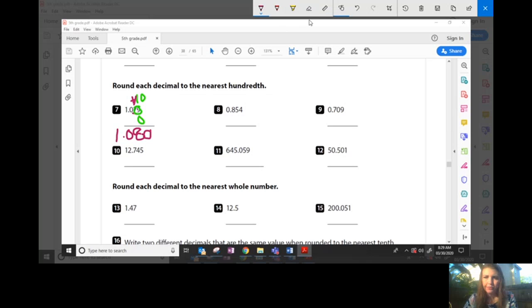So let's see. So there we go. So 1 and 79 thousandths is going to round to 1 and 80 thousandths, or really 1 and 8 hundredths. You could just write it like this. You don't need that 0 in the thousandths place. All right, let's move on to the next topic.